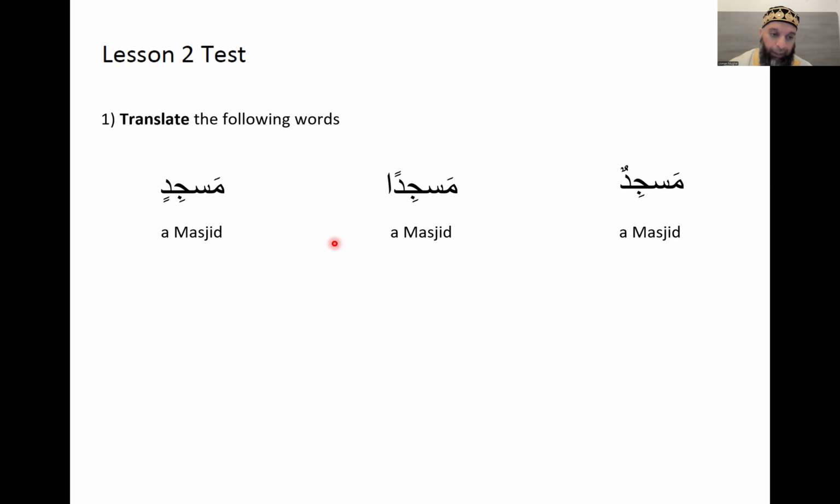Everybody happy with that? For those who got it wrong in the test, just make sure. Good. You might wonder why then are there three ways of saying the same noun? You'll find out inshallah as you study more Arabic. It's very powerful. It helps make the Arabic language very powerful.